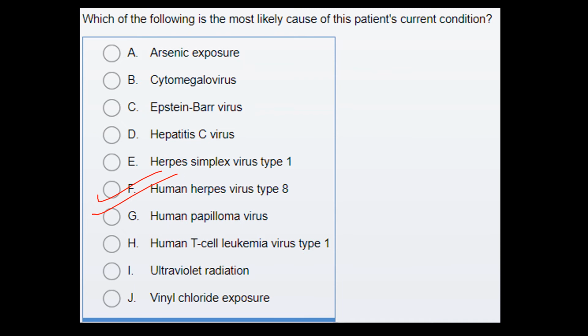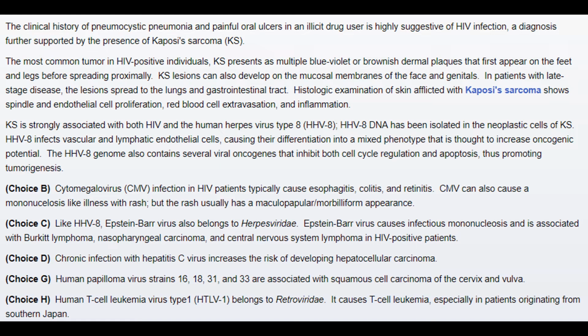The clinical history of pneumocystis pneumonia and painful oral ulcers in an illicit drug user is highly suggestive of HIV infection, and the diagnosis is further supported by the presence of Kaposi sarcoma.